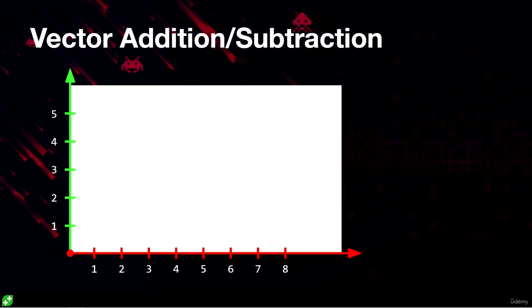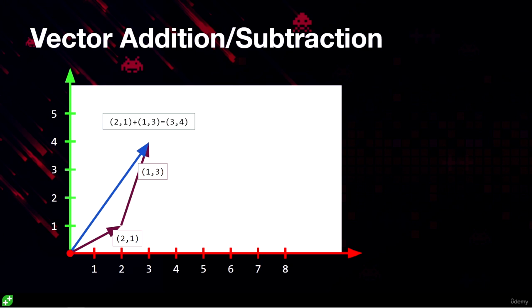Here's an example. Now here I have a horizontal axis and a vertical axis. Let's say I have a vector with its tail at the origin and its head at the point 2, 1. So the vector's x and y components are 2 and 1. Now I have another vector with its head at the point 1, 3, so its components are 1, 3. Now let's say I want to add these two together. So I can move the vector 1, 3 so that its tail is at the head of the vector 2, 1. Here's the vector that represents the sum of 2, 1 plus 1, 3. Notice it's the vector 3, 4.